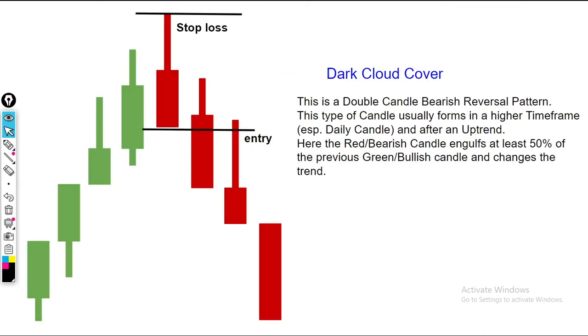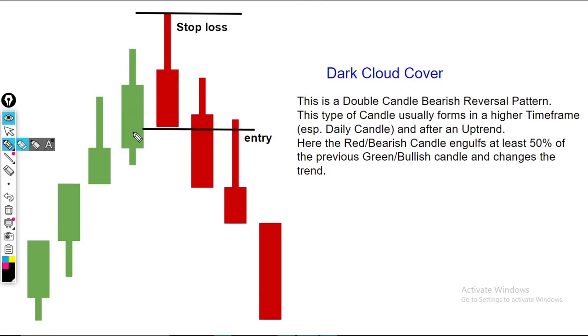So this is a dark cloud cover pattern. This is a bearish reversal candlestick pattern. What happens in this pattern is it is created at the end of an uptrend and the beginning of a downtrend, when a red candle opens above the close of the previous candle and then gives a closing near the midpoint of the previous candle.